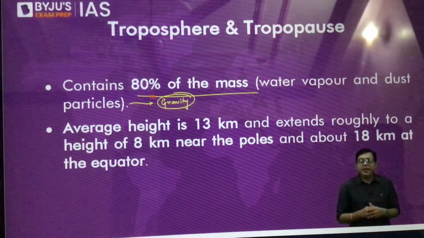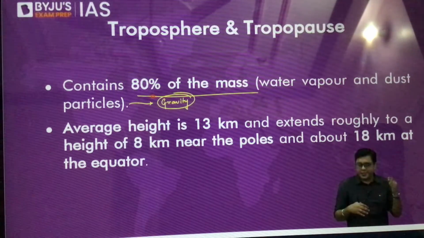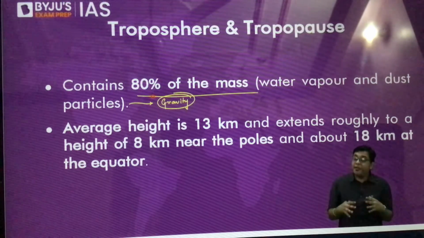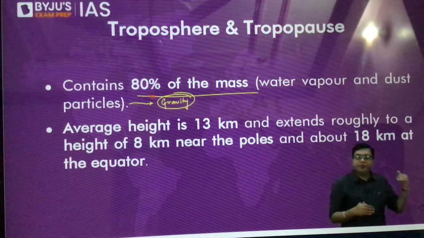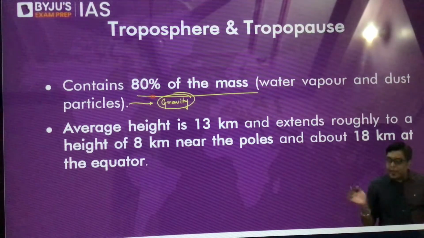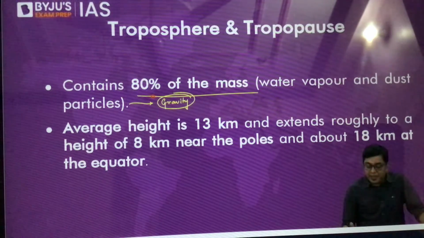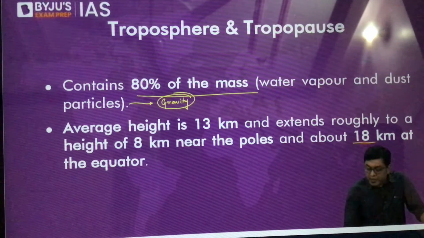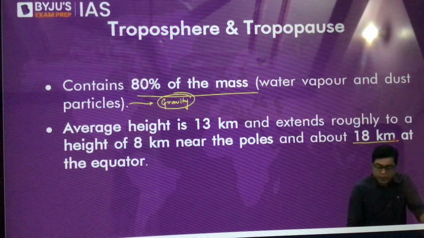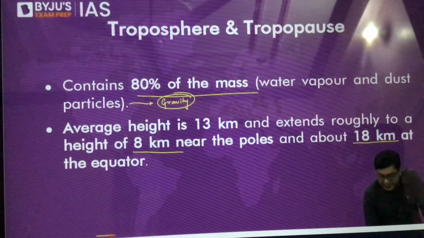Now here you will find that the height of the troposphere is not fixed. Across the planet, the height of the troposphere varies in different portions. When we talk about the equatorial regions, the troposphere is significantly thick, having a height of around 16 to 18 kilometers at the equator, whereas around the poles, it is only around 8 to 9 kilometers. Understand this.